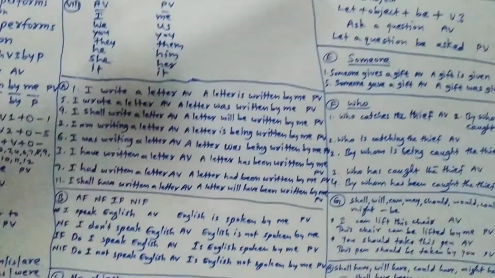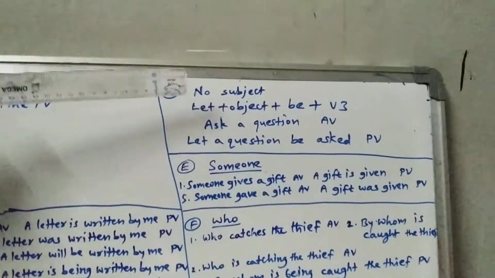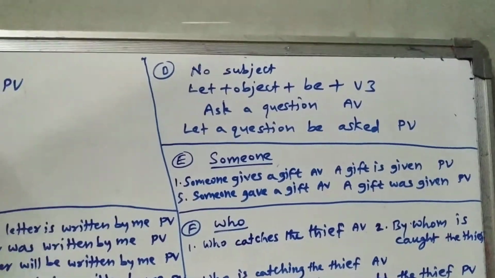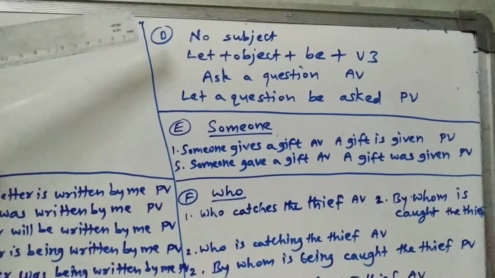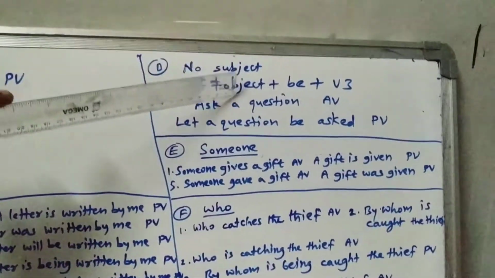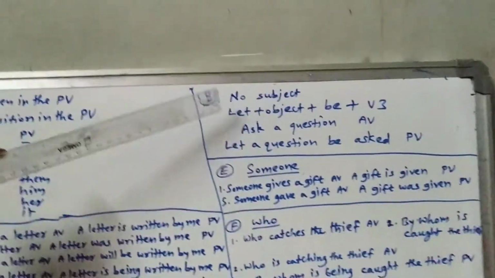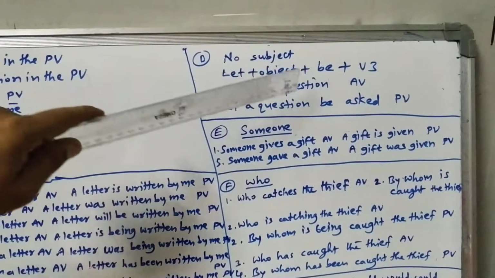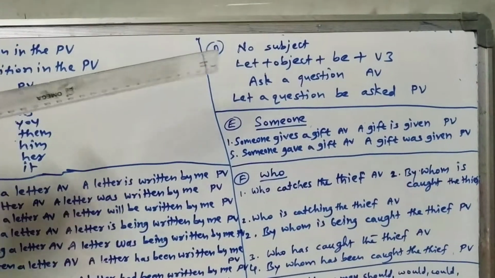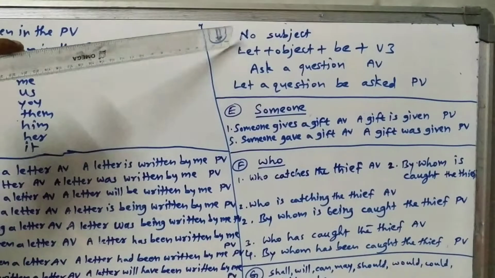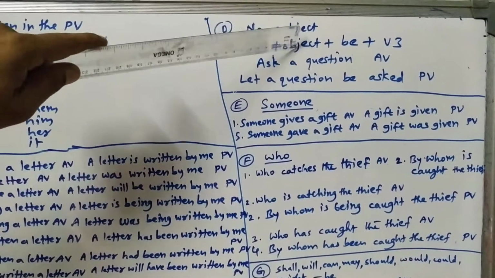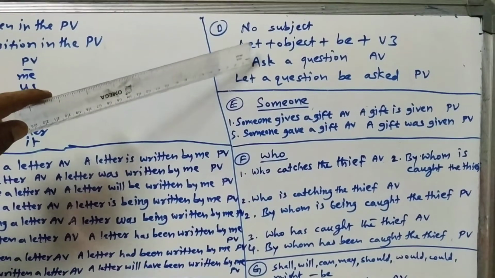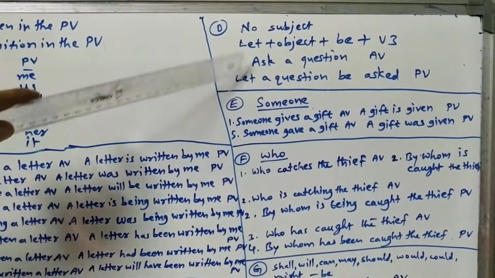No subject. No subject means here we don't find the subject. When we don't find the subject in the active voice, we use this principle: let plus object plus be plus V3. For example, ask a question. Here we are finding only a helping verb and object. No subject. So at that time we use this principle: let, then object, a question, then be, then V3. V3 of ask is asked. Let a question be asked.